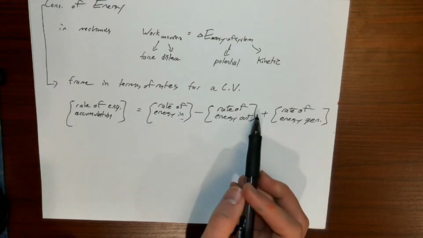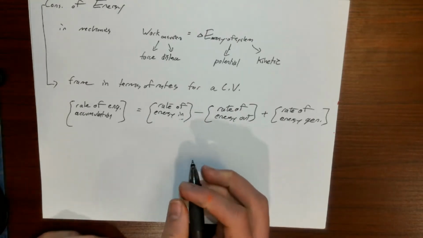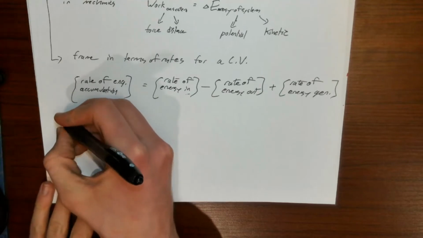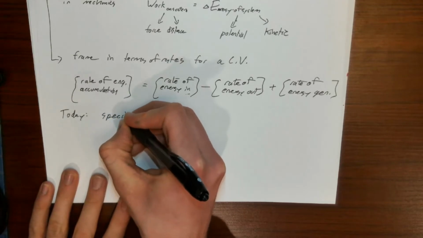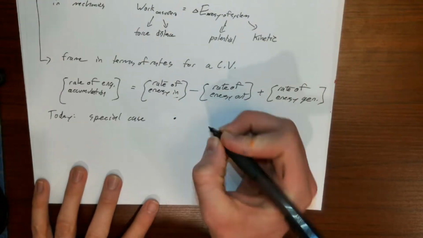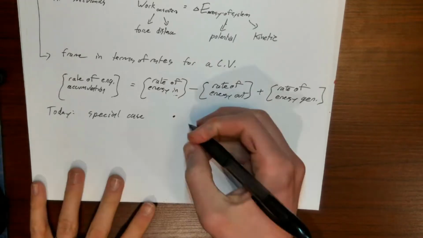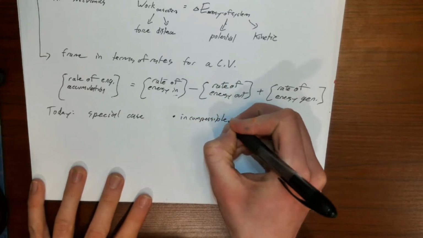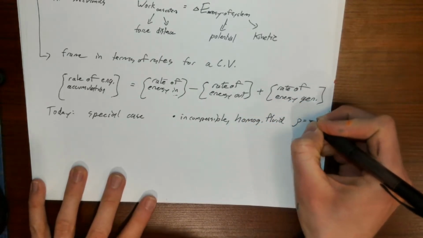And again, in a future lecture, we're going to do a very detailed analysis. But let's look at a special case today. So we'll do the full version in the future, but today we'll look at a special case of conservation of energy for fluids. And the criteria for this special case are pretty restrictive. We're going to have an incompressible, homogeneous fluid, which is basically saying that density is equal to a constant.